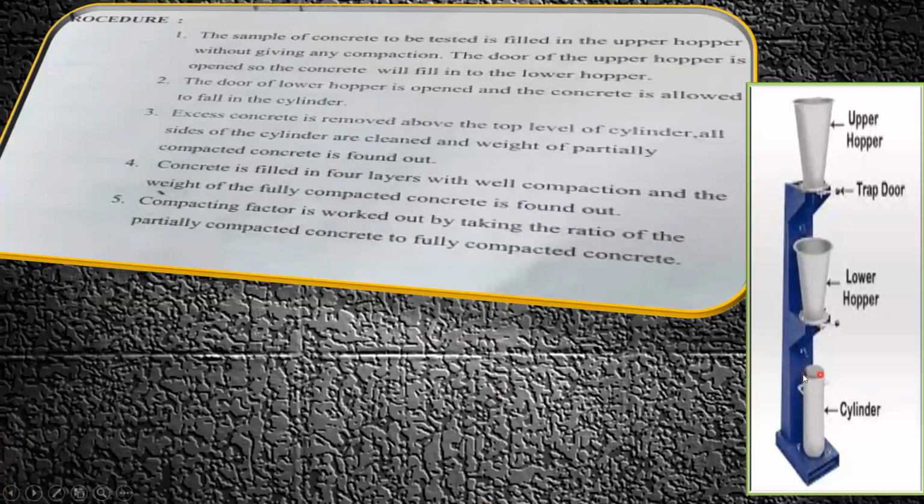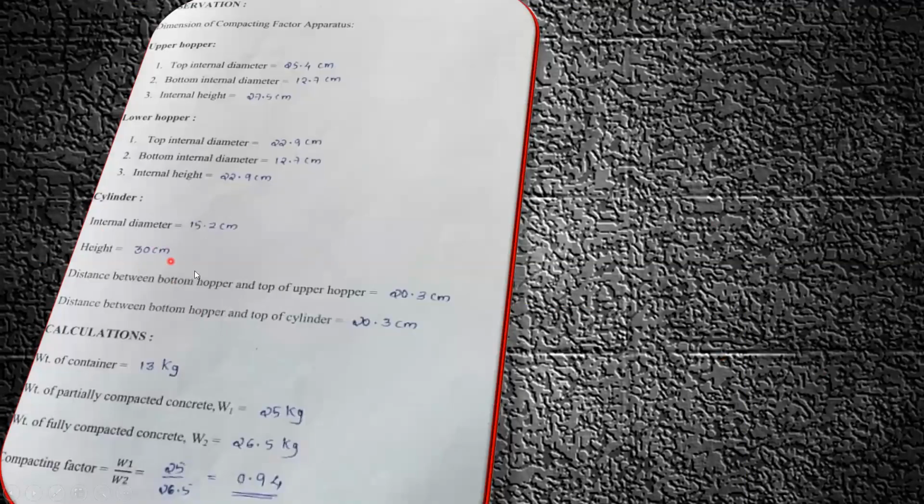Coming to the cylinder, the internal diameter of the cylinder is 15.2 centimeter, and the height of the cylinder is 300 centimeter. This is all just observation that you have to write. Distance between the bottom hopper and the top of upper hopper is 20.3, and distance between the bottom hopper and the top of cylinder is 20.3.